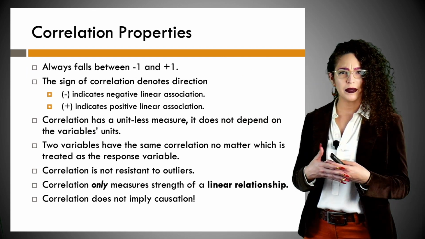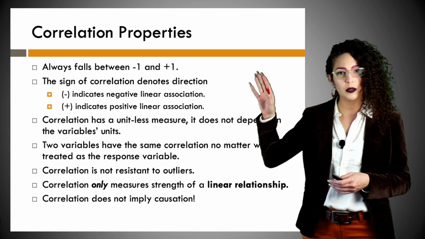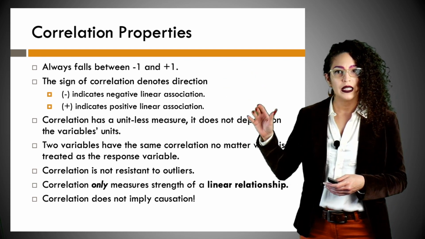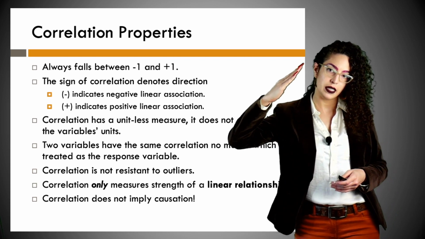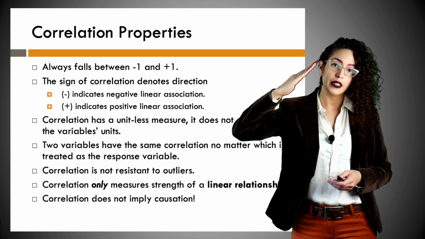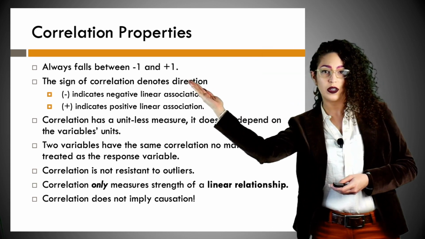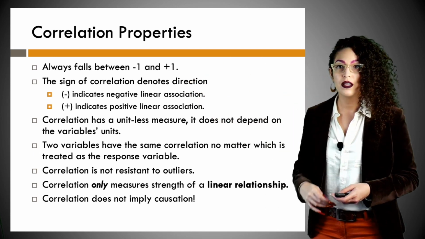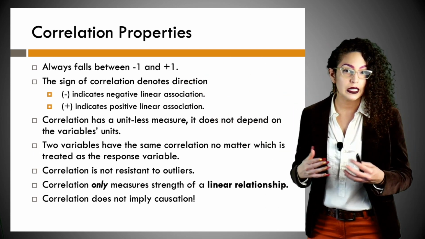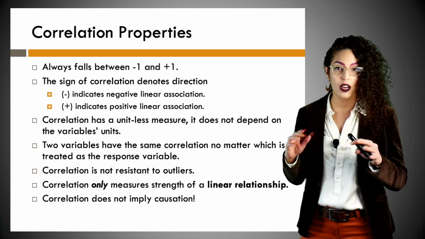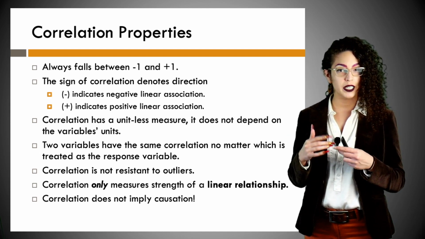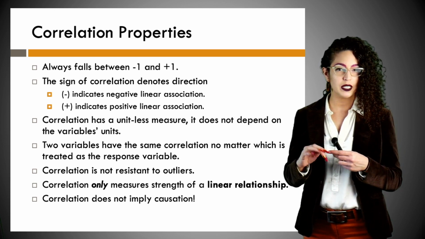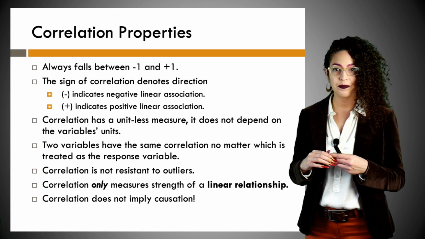So here are some other properties of correlation. They always fall between -1 and +1. The sign of the correlation denotes the direction. So if it's positive, it'll go like this. As one goes up, the other goes up. If it's negative, it'll be like this. As one goes up, the other goes down. Correlation is unitless, meaning that it does not depend on the variable's units. Two variables have the same correlation no matter which is treated as a response variable. This will make more sense in a little bit. I'll explain it further shortly.